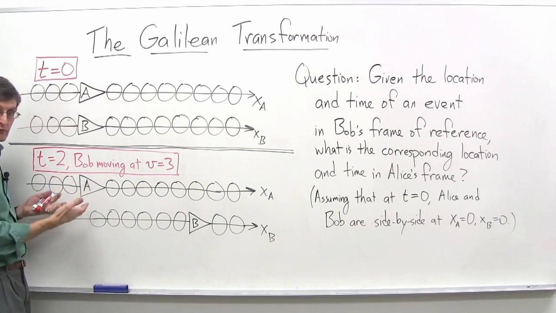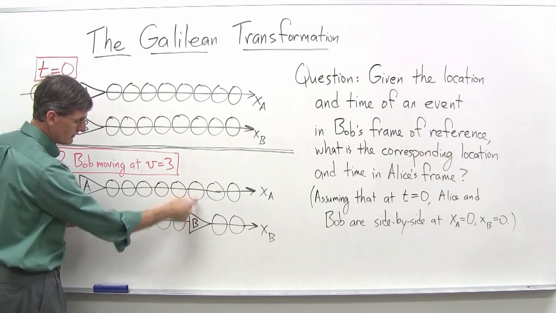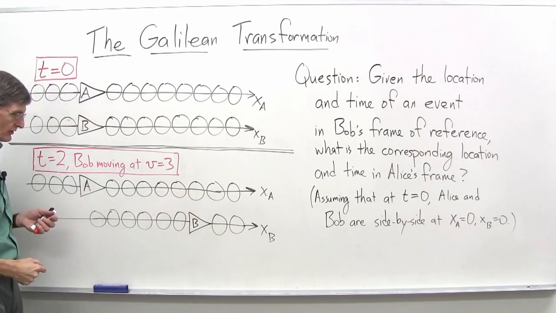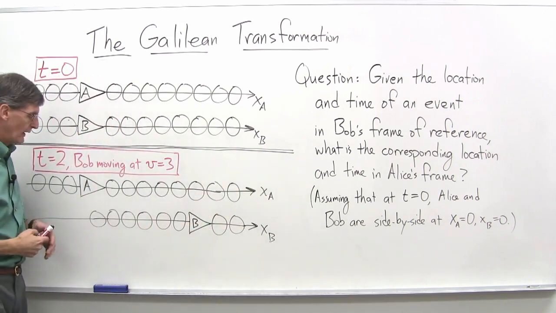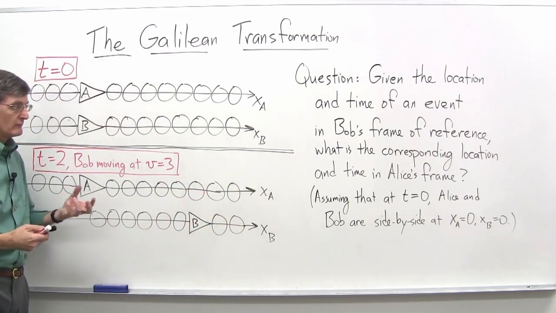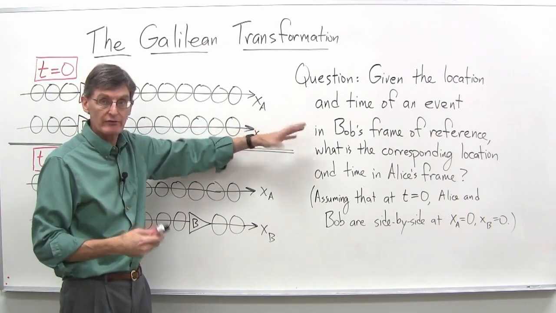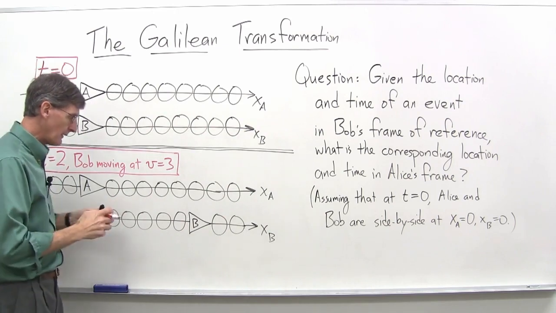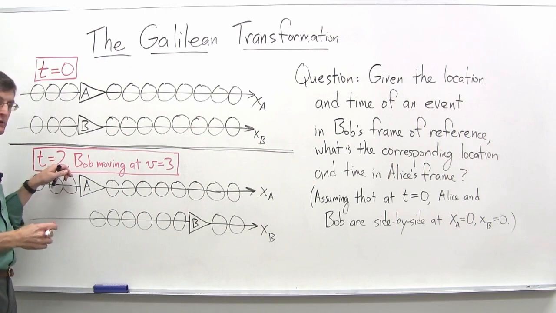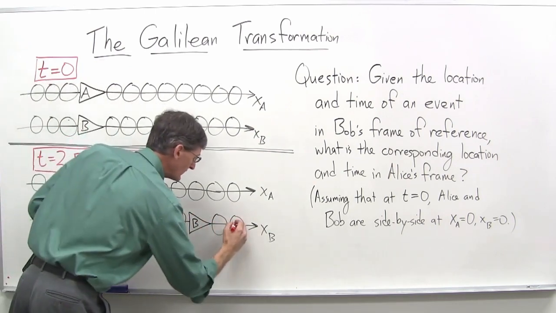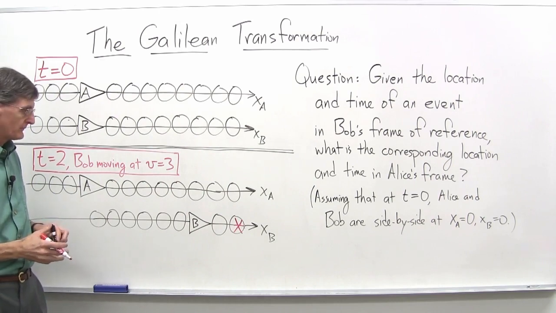So from Alice's perspective, he's moved 6 meters. So 1, 2, 3, 4, 5, 6. You can see he's in position 6 right there. His clocks have moved forward as well. The clocks would extend outward there. Now, again, going back to the question, some location and time of an event in Bob's frame of reference. So let's get an event on here. Let's say at position 2, he sees a flash of light at time t equals 2. So a flash of light right here occurs right next to his clock there, maybe right in front of him.